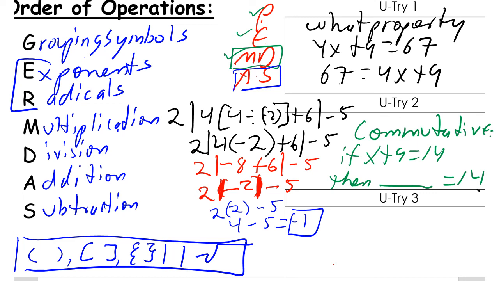Okay, you try number 3. This is a PEMDAS problem, order of operations. 27 divided by 3 squared times 2 minus 3. Solve that. Enter your answer into the knowledge check.